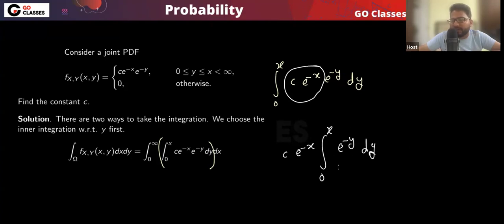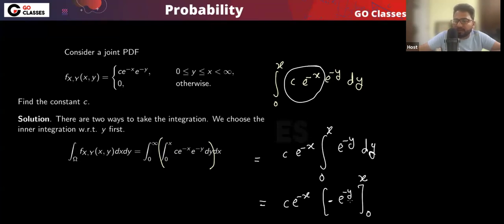What is the integration of e power x? It is e power x only. But if it is e power minus y, then it will be minus of e power minus y. So this is c into e power minus x, then minus of e power minus y, and the limit of y is 0 to x. Is this fine to everyone?